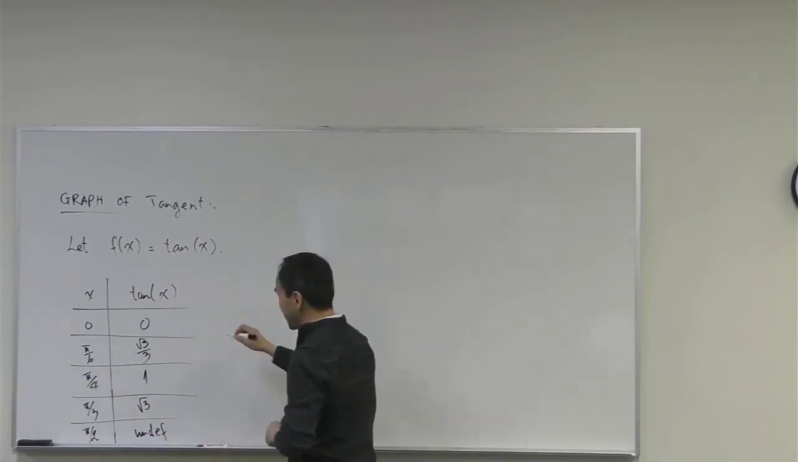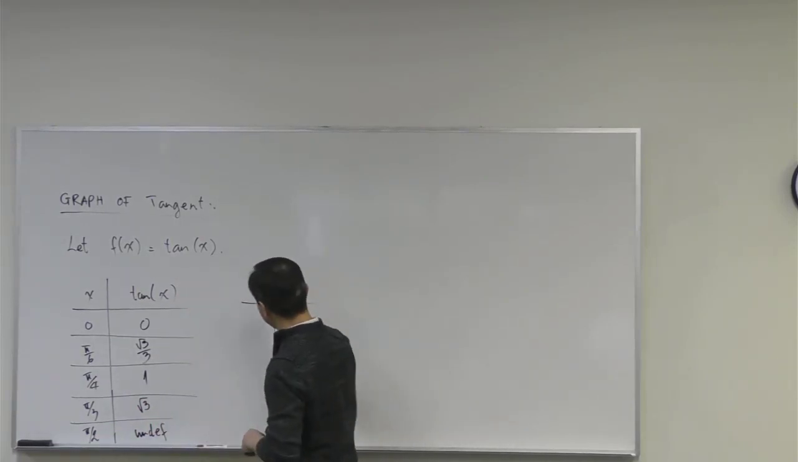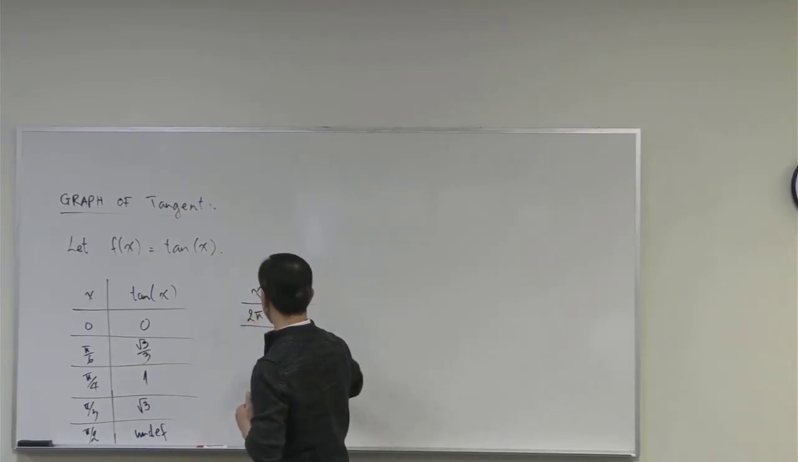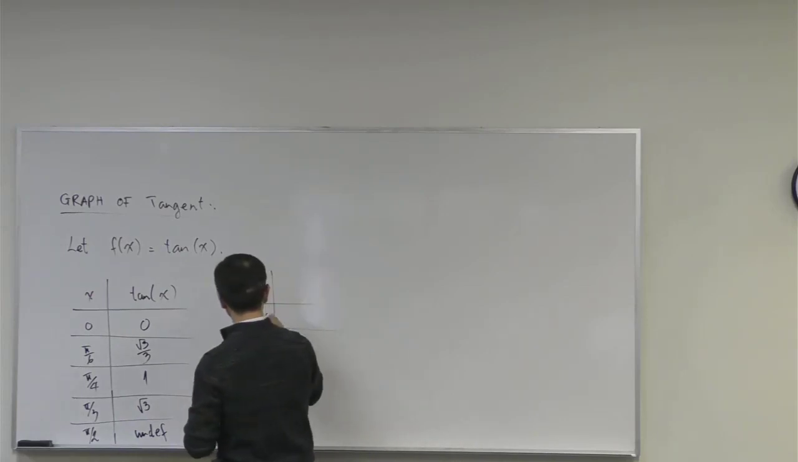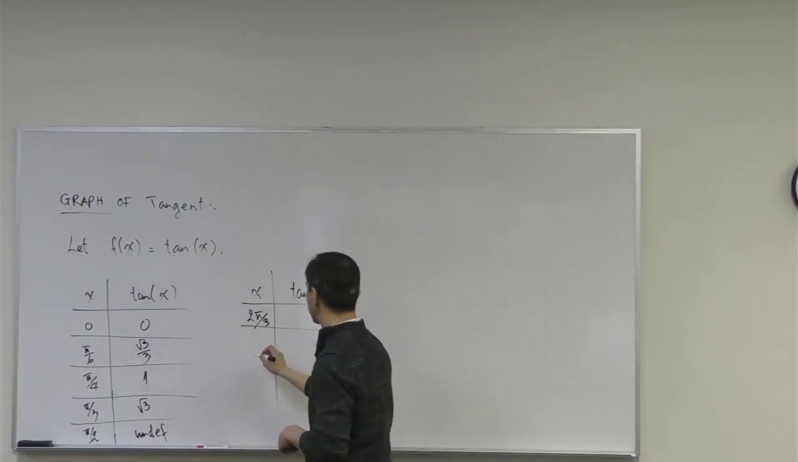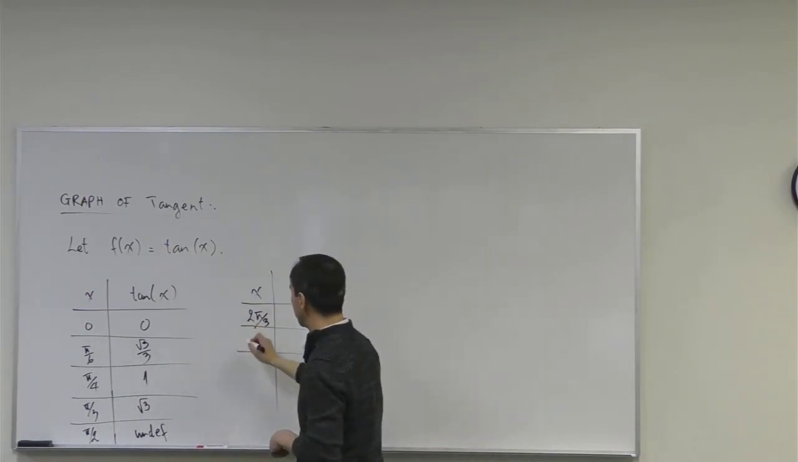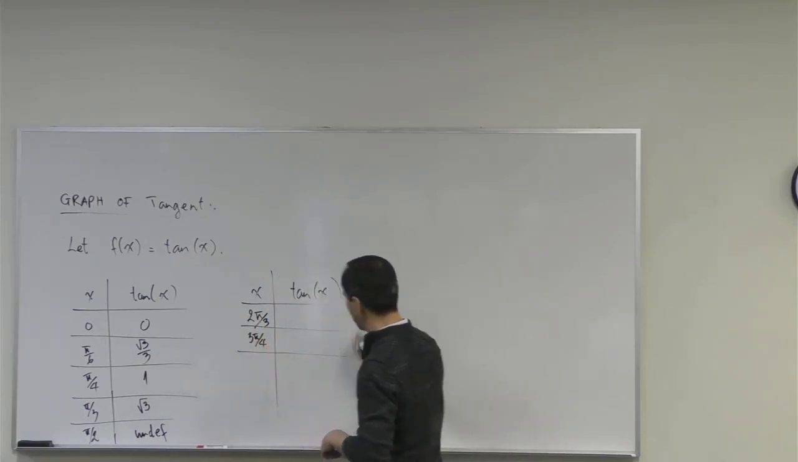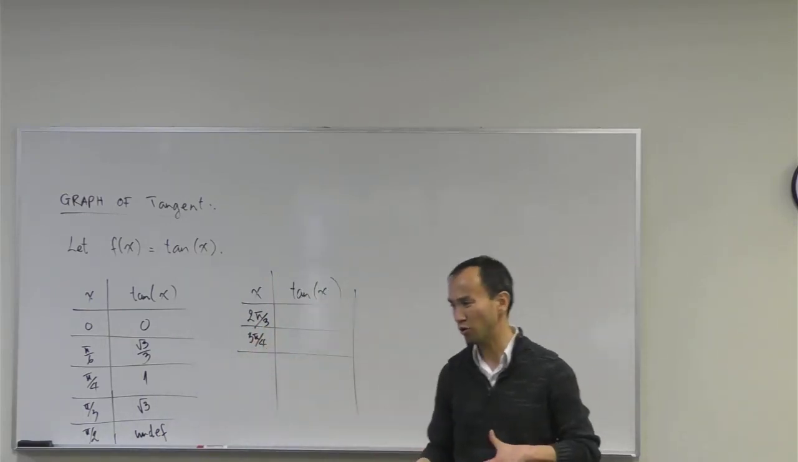So I'm going to extend the table a little further here. So after pi over 2 on the unit circle, we're going to swing over to 2 pi over 3 here. Right, 2 pi over 3. And so tangent of x. And the next one here was 3 pi over 4. Okay, so then I have to go complete the whole circle again.